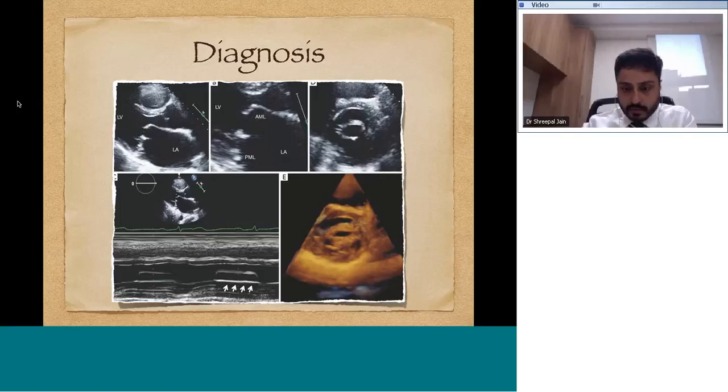And in the last portion of this picture, what you can see is a three-dimensional demonstration of the orifice of the mitral valve, where there is extreme thickening of the mitral valve leaflets as well as the subvalve apparatus. And as you can see, there is fusion of both anterolateral as well as the posteromedial commissure.